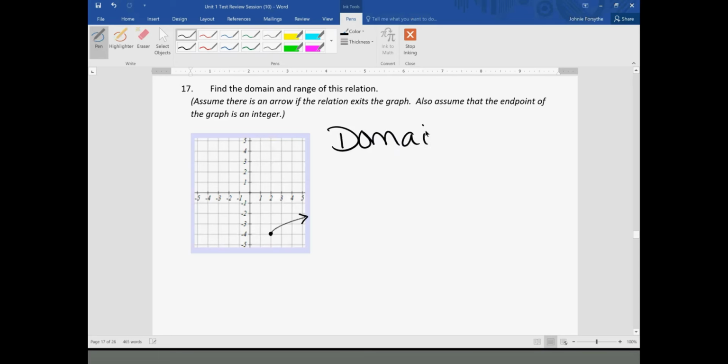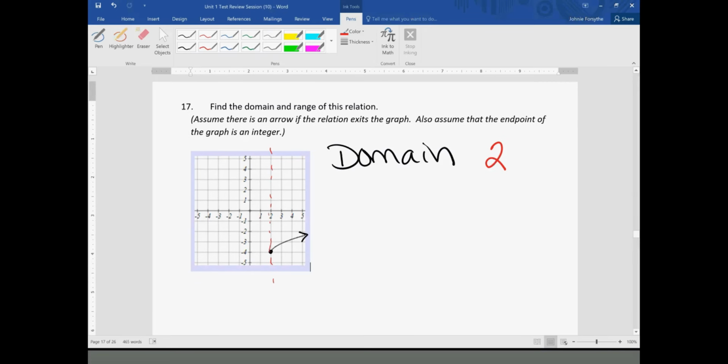Okay. So domain. So we're thinking left to right. So if we travel along the left, it's starting at what x value? Right here at 2. So it's going to go from 2 all the way to infinity, because it's an arrow. It's going on and on to the right like that. So we're going to use a bracket by 2 because it's a closed circle. It's an endpoint, and it is an integer. And then we always use parentheses by infinity. So that's your domain.